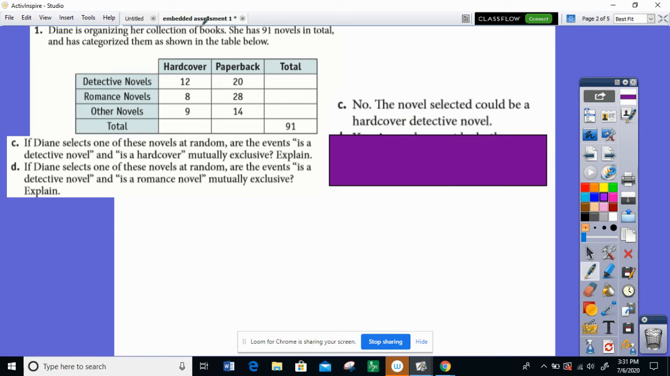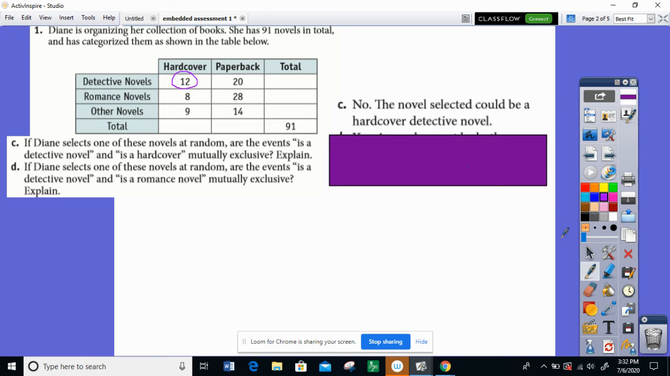We have 12 books right here that prove that these two events are not mutually exclusive. To be mutually exclusive, these two events cannot happen at the same time, but there are 12 books here that are both detective novels and hardcover books.